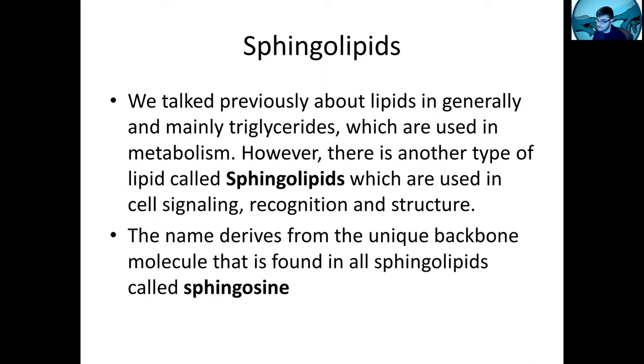There are other types of lipids, actually multiple other types. The first one is sphingolipids. These are usually found on cell surfaces. They're used for signaling, recognition, and physical structure. The name sphingolipids derives from a unique backbone molecule found in all sphingolipids called sphingosine.